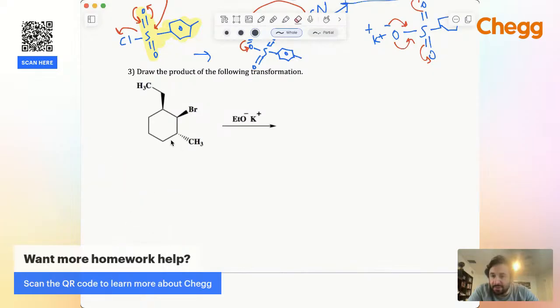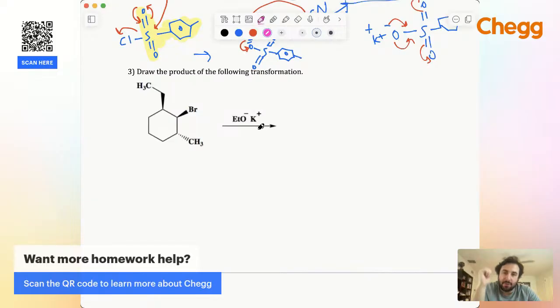Okay, so going back a little bit here, let's go back to substitution and elimination, as well as cyclohexane chairs. So we want to draw the product of the following transformation. Now, what are we thinking here? We've got ethoxide, which is strong. So if it's strong, we're thinking E2 or SN2, right?